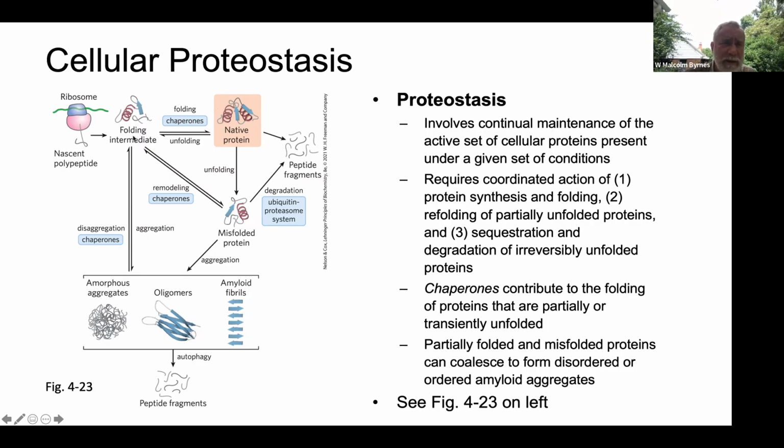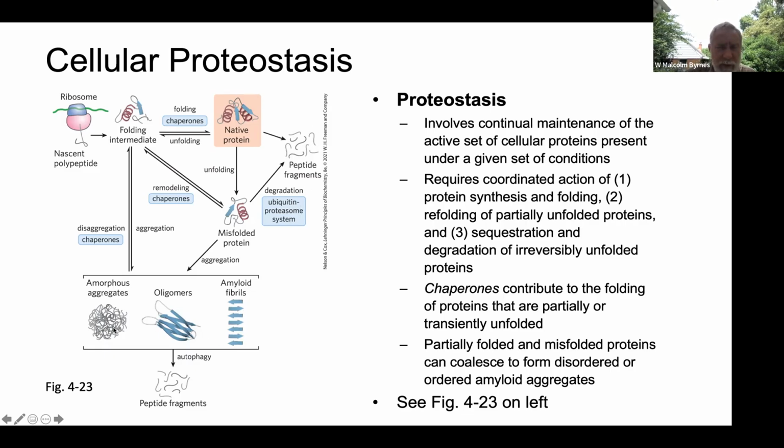Now, this folding intermediate could perhaps not succeed in folding and aggregate. Well, chaperones can help with the disaggregation of amorphous aggregates. The folding intermediate can form a misfolded protein. Chaperones can help remodel those into the proper folding intermediate to fold properly. The native protein can unfold, and chaperones can help with that. And the misfolded protein can then aggregate to form oligomers and amyloid fibrils, which we're going to talk about in just a minute. Misfolded proteins also can be subject to degradation in the cell by the ubiquitin proteasome system, such that the protein is tagged for destruction and is destroyed.